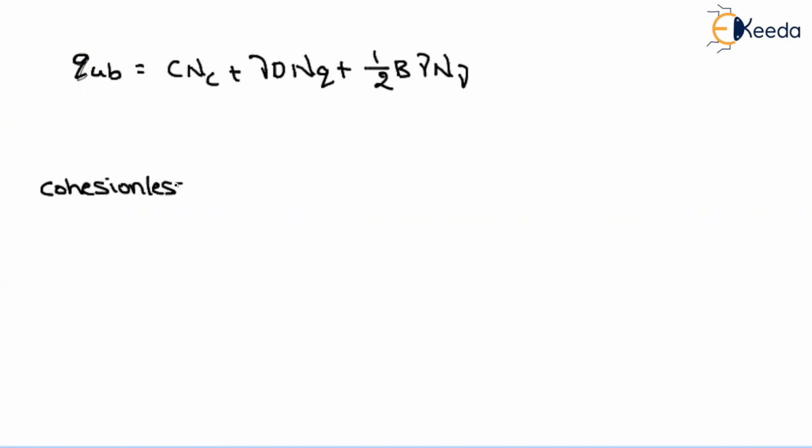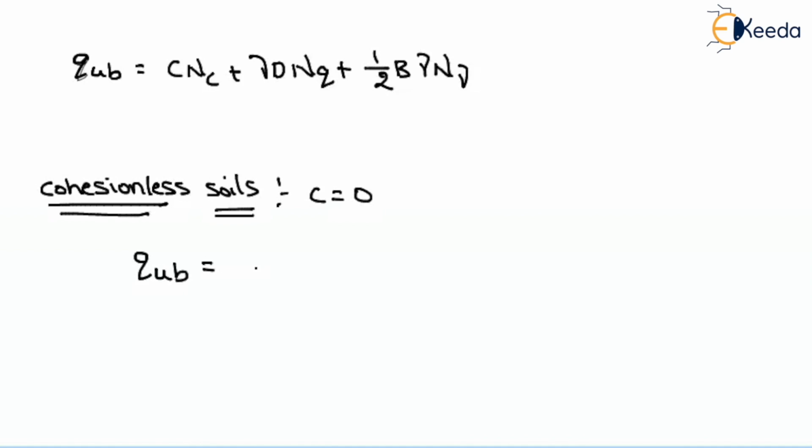If it is purely cohesionless soil, so the c value will be equal to 0. Then your equation of ultimate bearing capacity will be equal to gamma D Nq plus half B gamma N gamma.